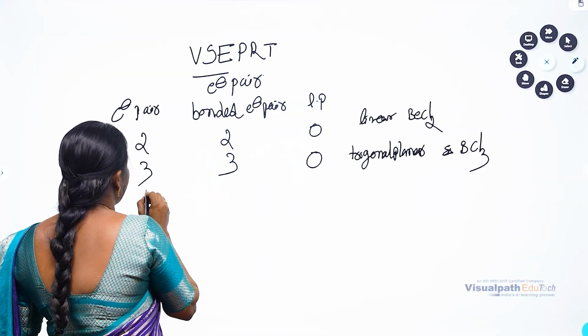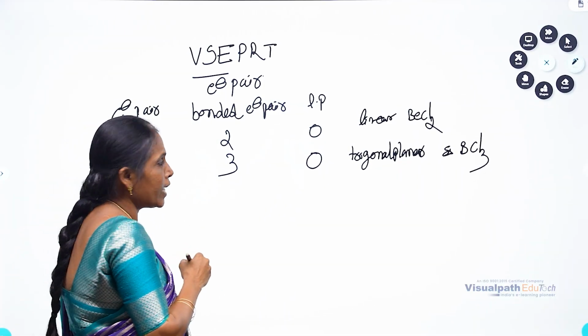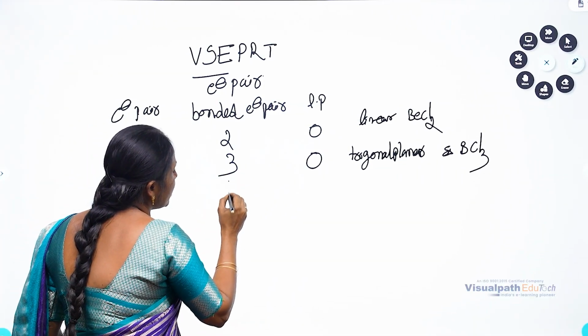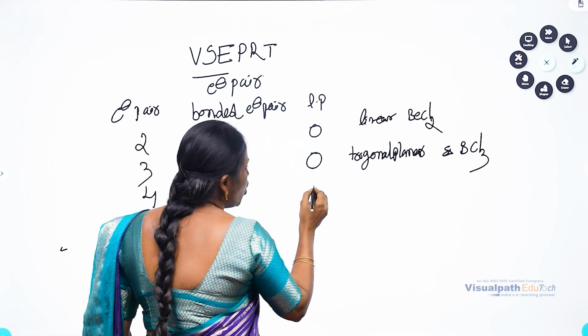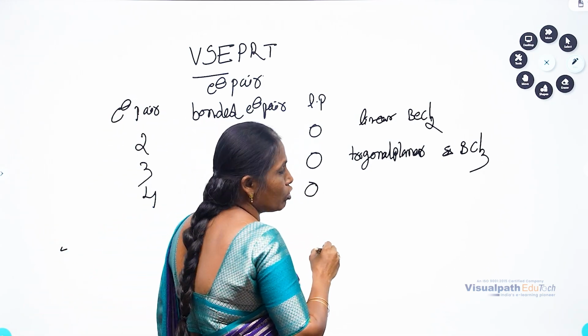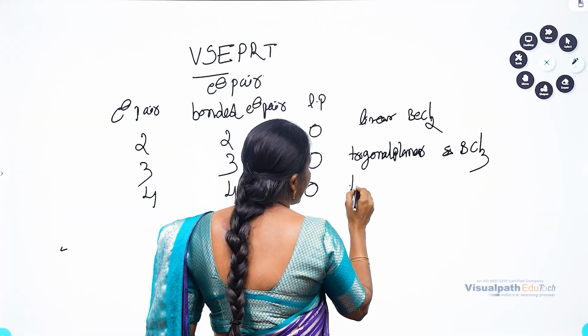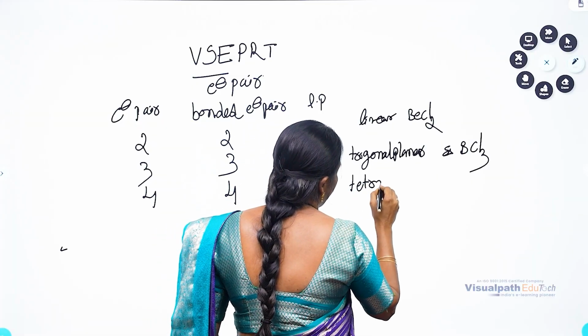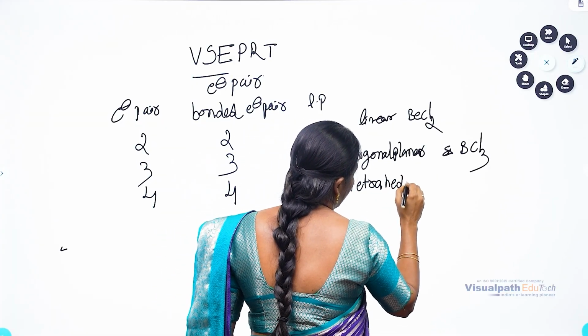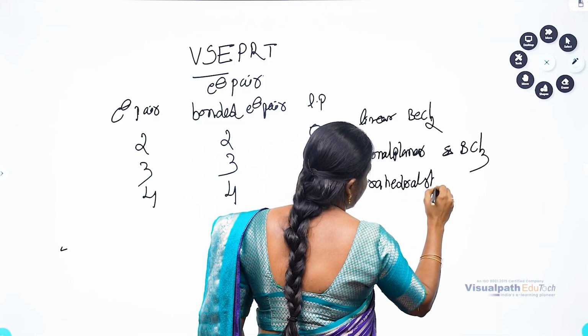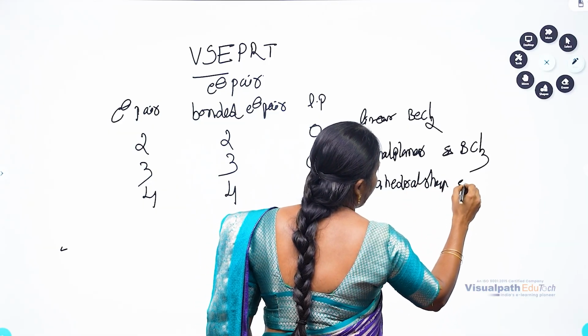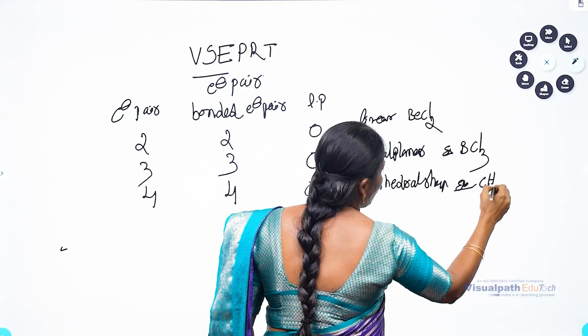And next here the electron pairs are 4. So here the 4 are the bonded electron pairs, so lone pairs of electrons are 0. So then here it shows the tetrahedral shape. Tetrahedral shape, and here the example is the CH4 molecule.